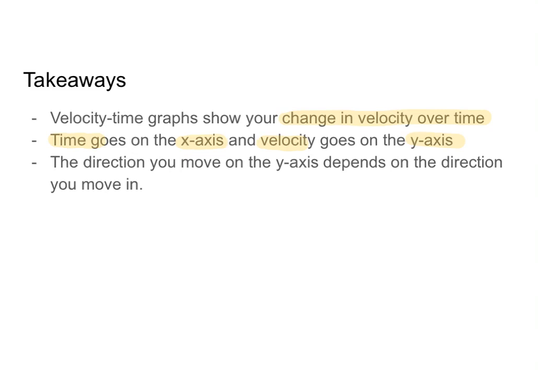And more specifically, I'm actually going to cross off the word direction here, the sign on the y-axis. So whether you're positive or negative on the y-axis is going to depend on whether you're moving forwards or backwards. So guys, you have now learned how to construct velocity time graphs. Go ahead and see if you can do this on your own. Best of luck and happy solving.